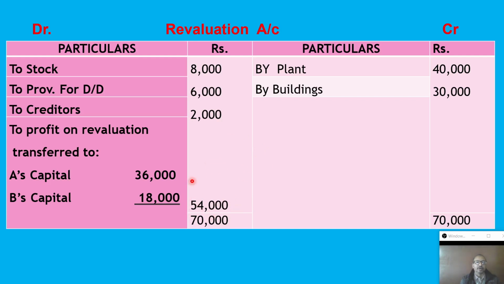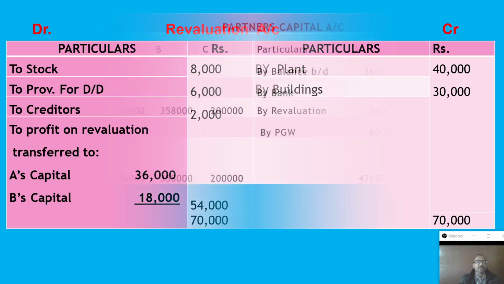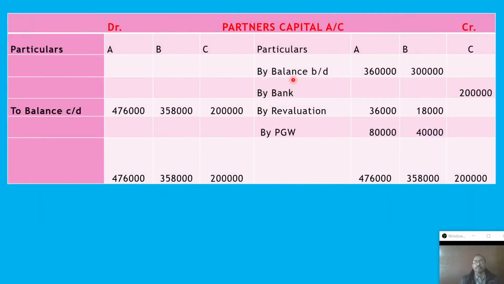It is nothing but the profit on revaluation, and that profit we have to distribute to all the old partners in their old profit sharing ratio. A and B are the old partners, and we distribute it to A and B in their old profit sharing ratio. It is provided in the question, 2:1. So A's share of profit is 36,000 and B's share is 18,000. Now that will go to the partners' capital accounts. So the next step we have to open is the partners' capital account. Yes, this is the partners' capital account.